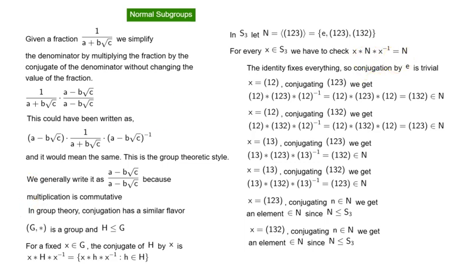So which means for every x in S3, we have x times N times x inverse equal to N. Therefore, we can say that N is a normal subgroup of S3.